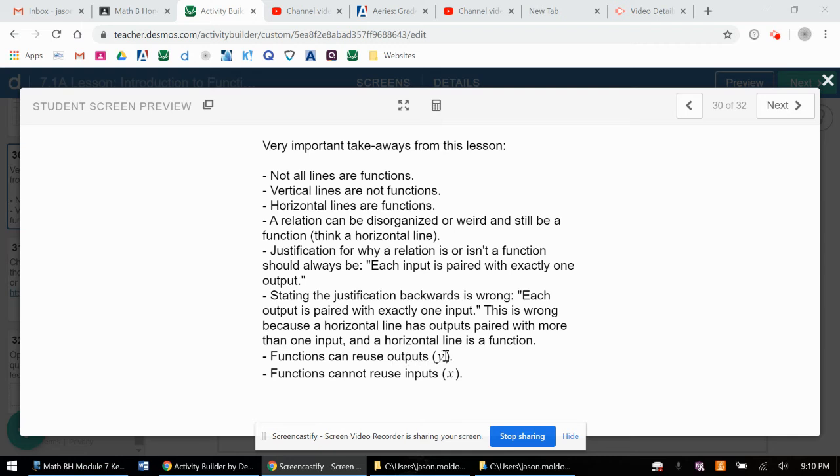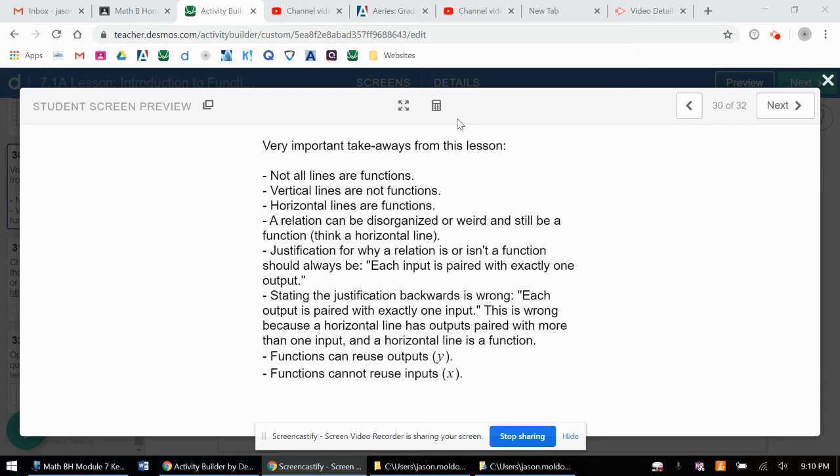Functions can reuse outputs, so you can have a y value used multiple times, but you can't reuse an input. The only time you could potentially reuse an input is if for some reason the same exact ordered pair is listed in a table twice for some weird reason, like 3 comma 5 is listed in the table again, 3 comma 5 on accident. Since that's really the same point, we would say that the ordered pair 3 comma 5 does pass the vertical line test and is a function.